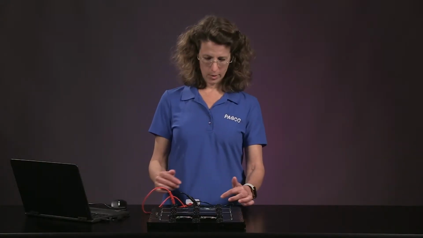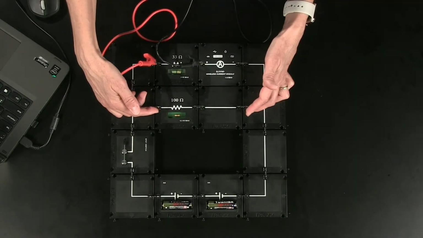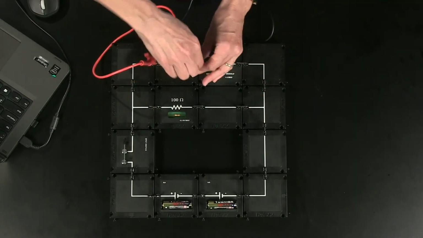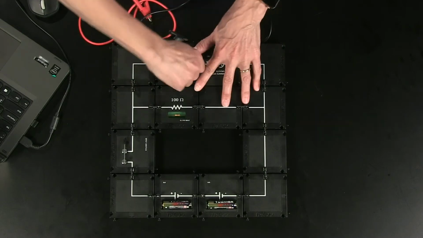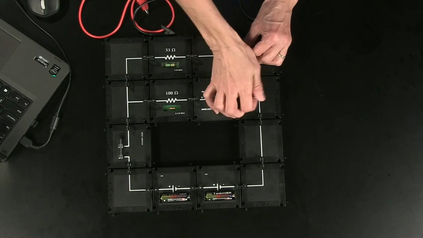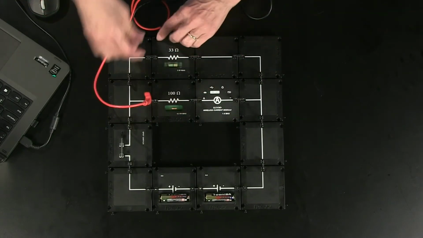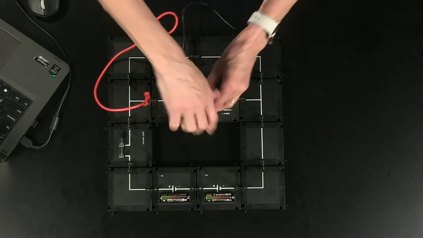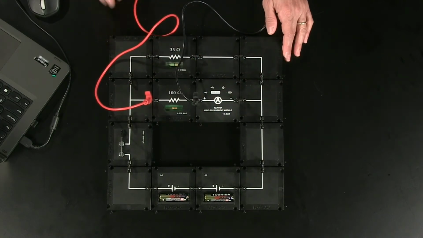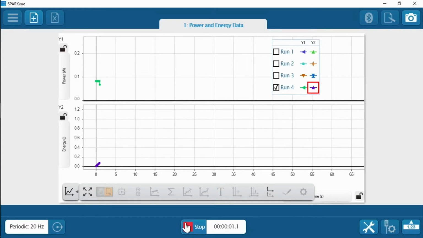Next, we will move our current and voltage sensors to measure the current and voltage for our 100 ohm resistor and repeat our experiment. We will click to record data, make sure the switch is closed, and stop when we've collected data for 1 joule of energy.